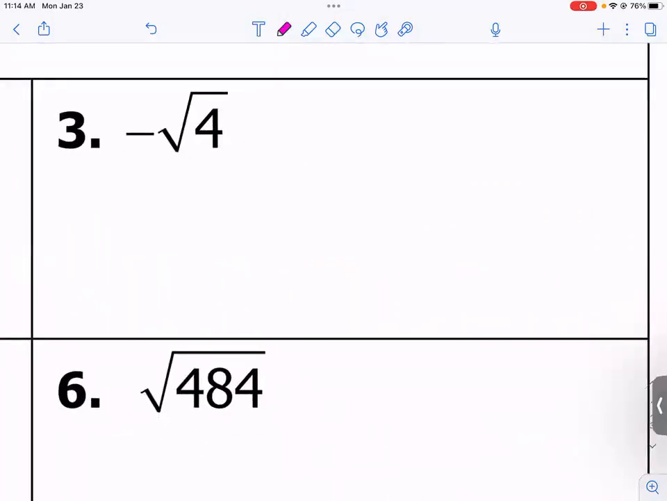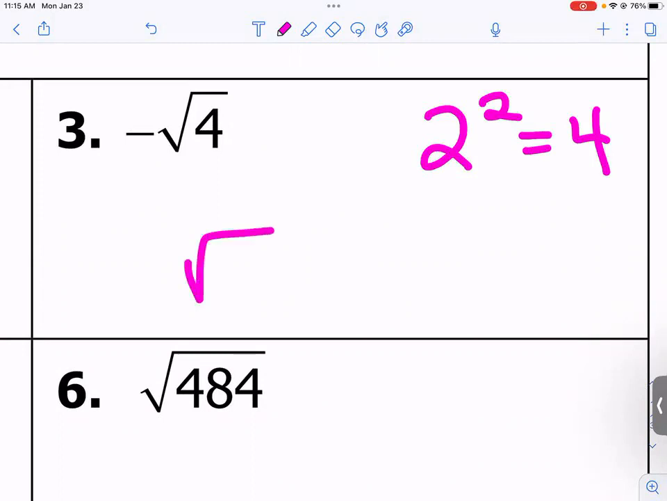Okay, now. Oh, there's a negative outside. That's fine. Okay, Tyler, what squared gives us 4? So since 2 squared is 4, we know that the square root of 4 is 2, but since there's a negative on the outside, we're just gonna keep the negative on the outside.